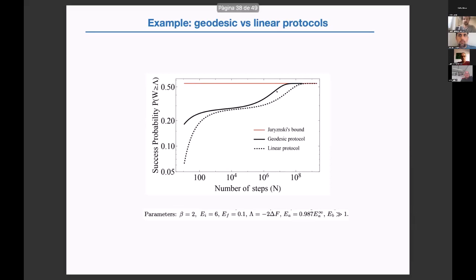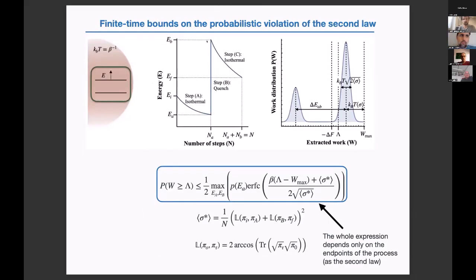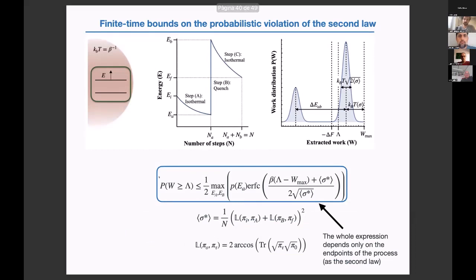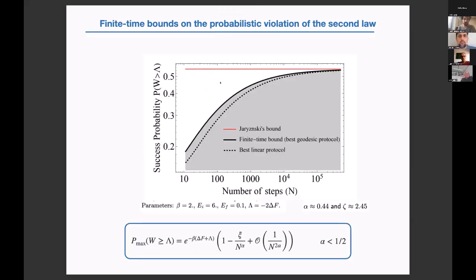So this is nice, but this still depends on these two points. So if we really want to get a general result, then we need to maximize this success probability, this term, over all possible EA and EB. And then the result of this maximization will only depend on the endpoints, in the same way that the second law of thermodynamics only depends on the endpoints. So we can argue that we have a finite time correction to this law. This maximization in general can only be done numerically, or at least as far as we know. It's still quite easy because it's just two parameters.